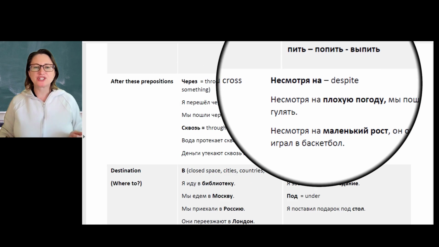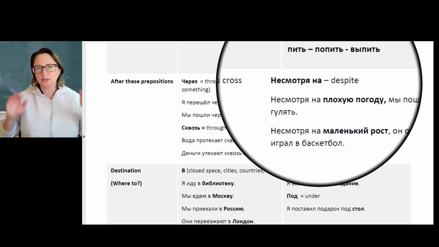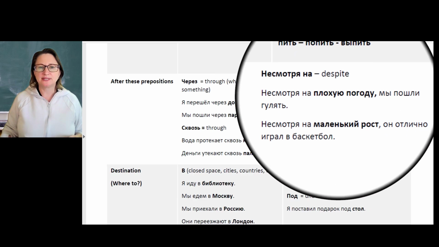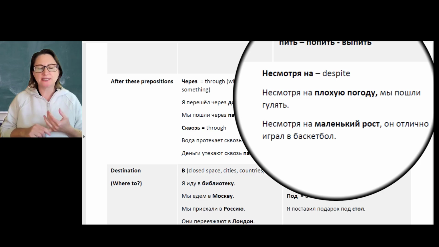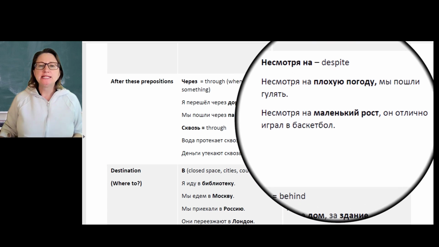And our next preposition is несмотря на, or despite. As I said, it's more intermediate, high, and advanced. And несмотря на goes with accusative. For example, in context like that. Несмотря на плохую погоду, мы пошли гулять. Despite the bad weather, we went for a walk. Несмотря на маленький рост, он отлично играл в баскетбол. Despite being short, he was a great basketball player.